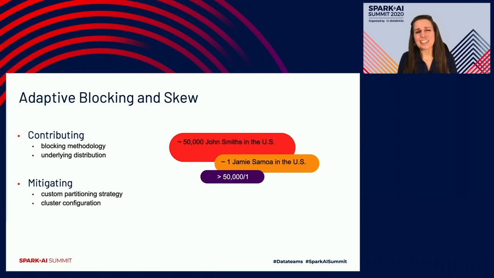It's not likely that your data sources have resolved the John Smiths as well as they should, just because there are so many of them. So you're dealing with a ratio that's a little bit over 50,000 to 1. But in your distributed pipeline, you can mitigate the skew that's created by adaptive blocking methodologies by changing your partitioning strategy, increasing the size of the partitions, increasing the instance sizes for the machines that are making up your cluster in order to prevent overflow from the super large blocks and make sure that your job is still chugging along at a good clip.